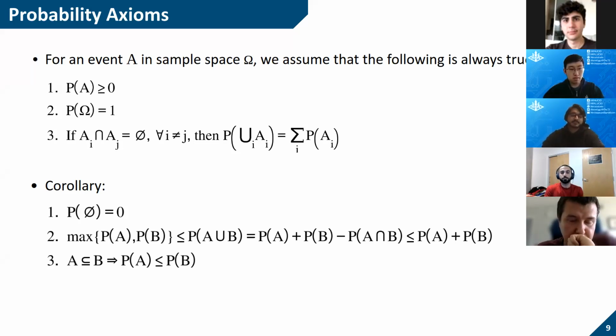And that results in three corollaries. First of all, the probability of nothing happening is 0. Here the empty set means nothing happens. The probability of the union of two events is bounded by the sum of their probabilities. And the probability of event A is less than or equal to the probability of event B if A is a subset of B.